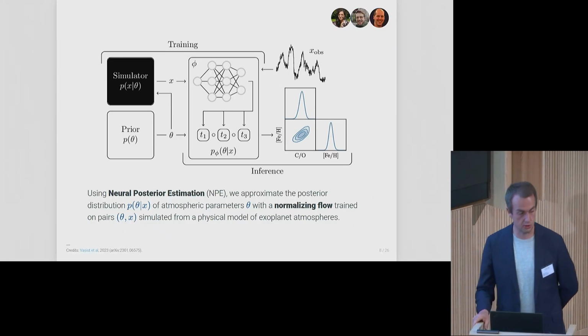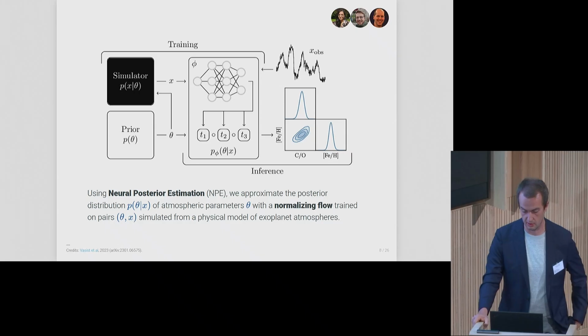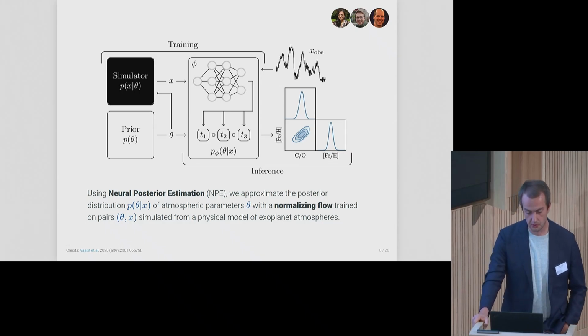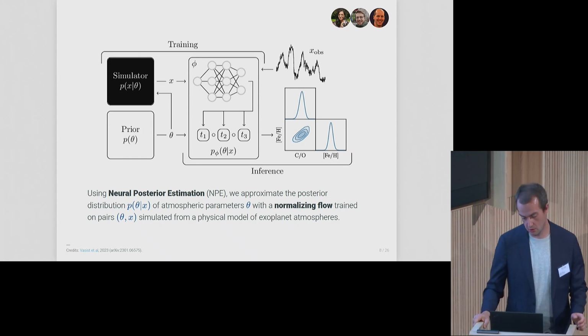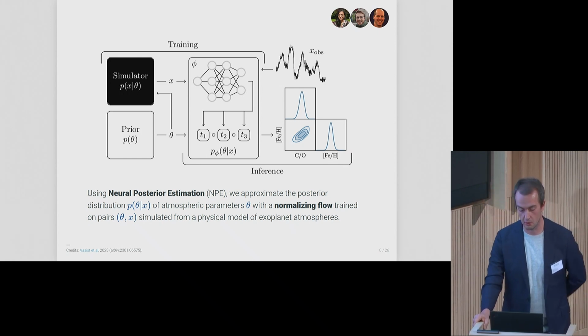All right, so how do we analyze the spectrum? Well, we use an algorithm from the family of simulation-based inference algorithms, which is called neural posterior estimation, or NPE for short. NPE usually uses, and this is what we use too, a normalizing flow, which is a type of deep generative model, to approximate directly the posterior distribution, in this case of atmospheric parameters theta, given an observed spectrum X.